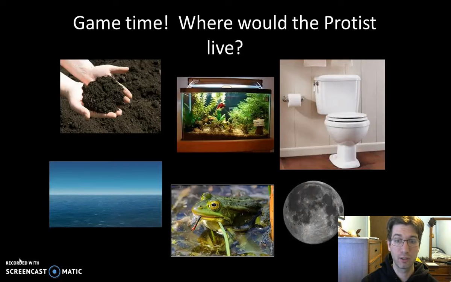We put together a little game here, and you can take a minute, pause the video, and go through and decide in which of these environments you would find a protist. Our first one is soil up here. Soil can be moist, therefore we can find protists in it.